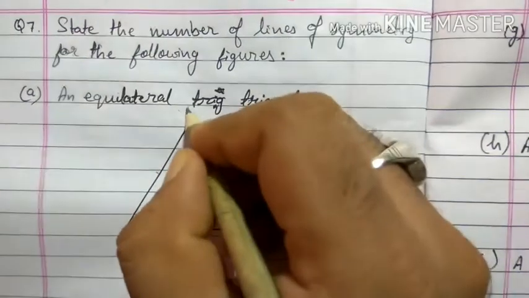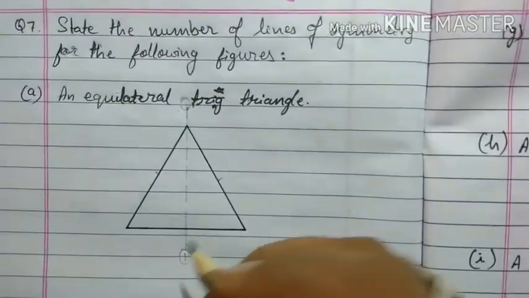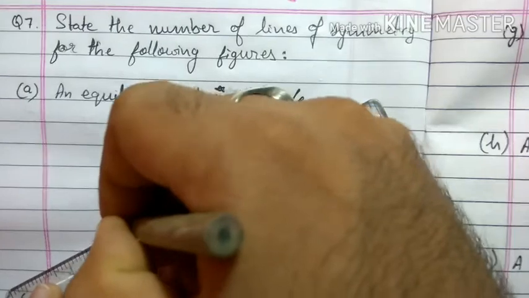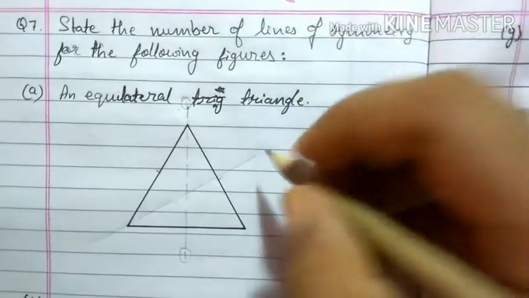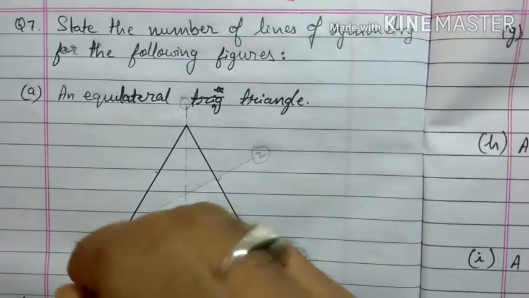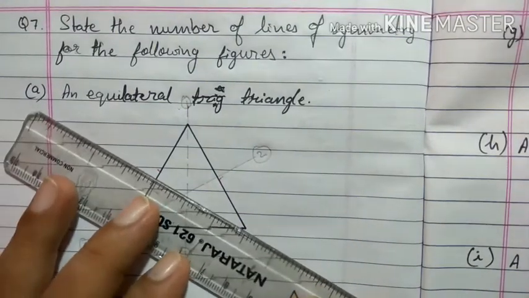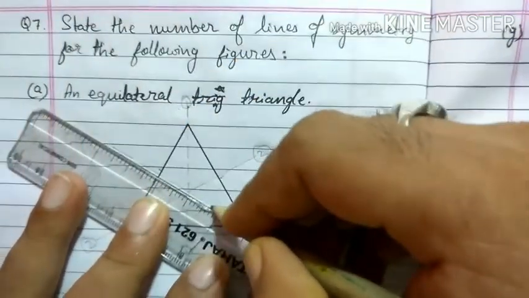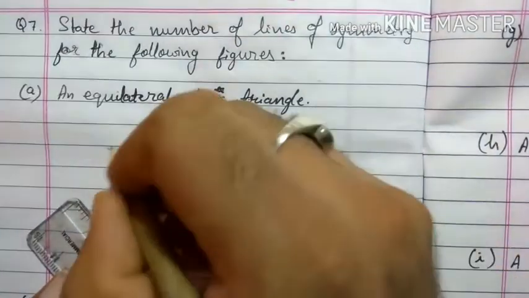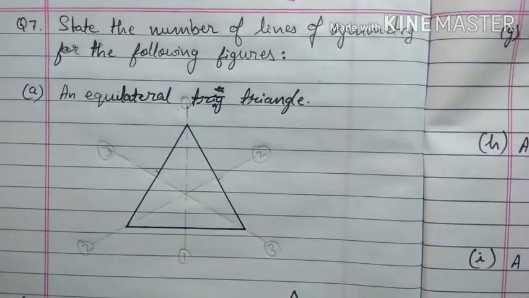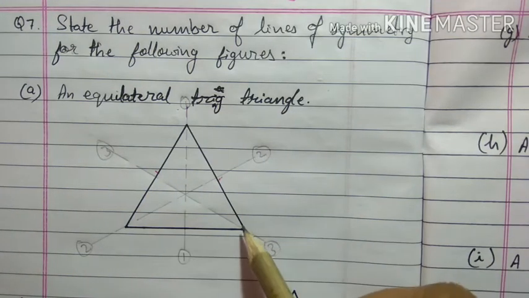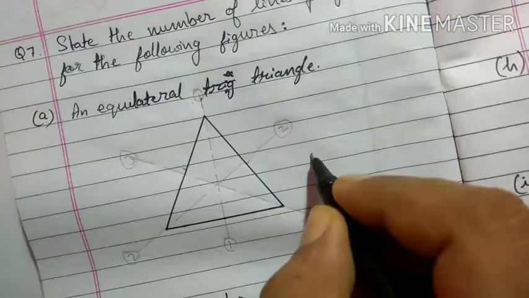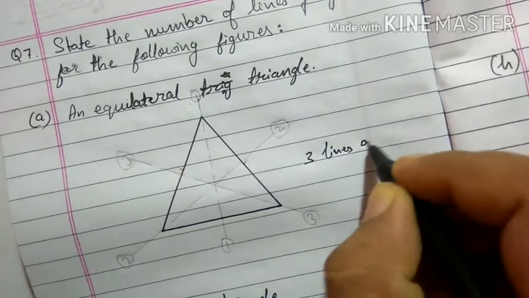Like this. So name it 1. Okay, another line of symmetry is like this way, name it 2, and another line of symmetry is like this way. This is 3 and here is 3. So total 3 lines of symmetry the equilateral triangle has. So we have to write there are 3 lines of symmetry.